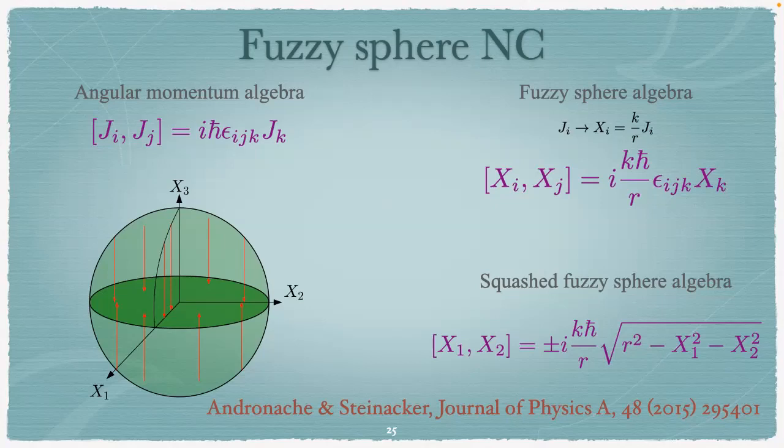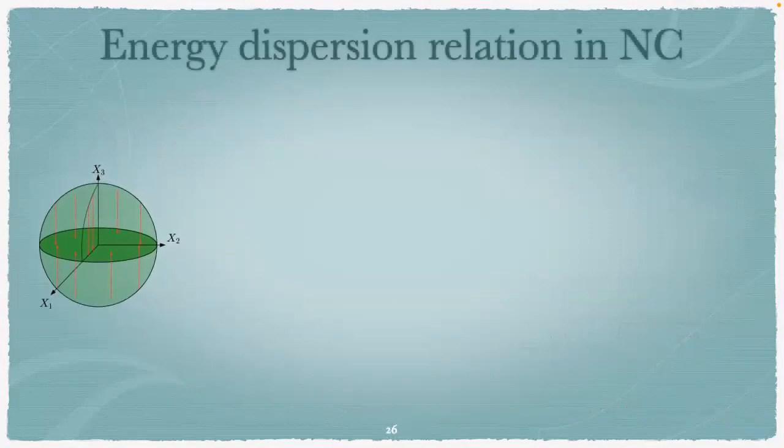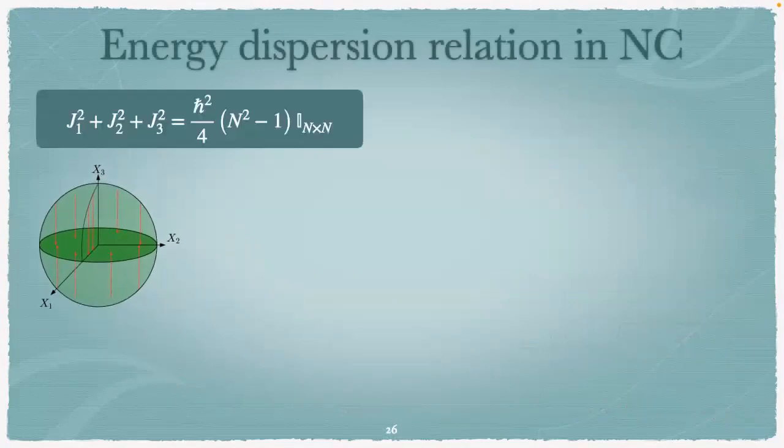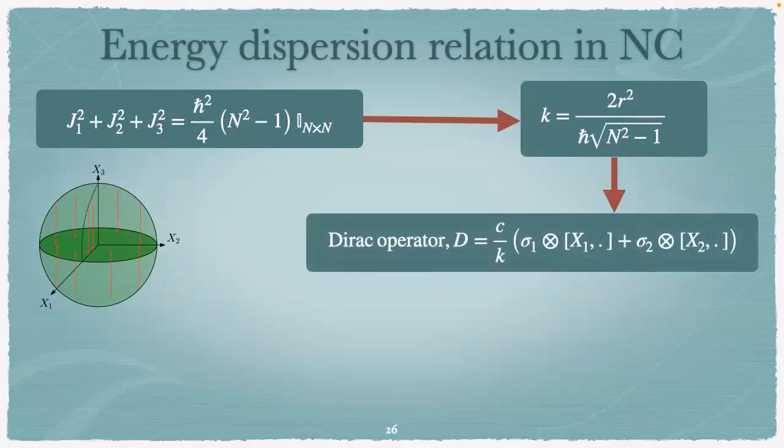And we have used this algebra. It's very important that it doesn't matter whether the plane is x1, x2, or x1, x3, or x2, x3, or any other combination. So what you need to do is take this algebra and figure out the energy dispersion relation. You can write the Casimir operator and all these things. I will not go into detail because of the time, but you can write a Dirac operator, because I have squashed it in the x1, x2 plane.